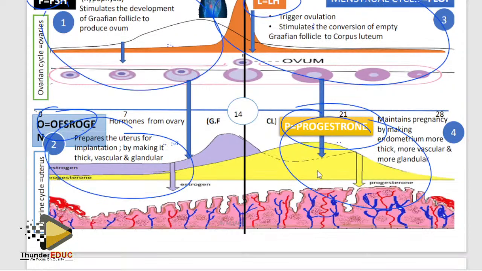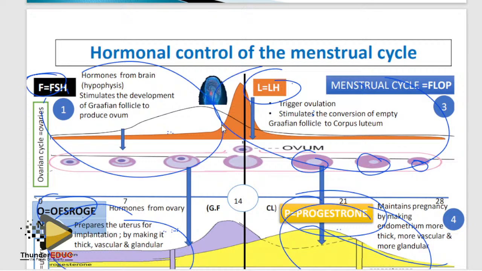Now they ask you, did the fertilization take place? What are you looking at? Look at the level of progesterone. If it drops, no. Look at the endometrium. If it shrinks, menstruation is there. Look at the corpus luteum. If it becomes smaller, then fertilization did not take place. Please know that. Which hormone is highest at day 14? Luteinizing hormone.